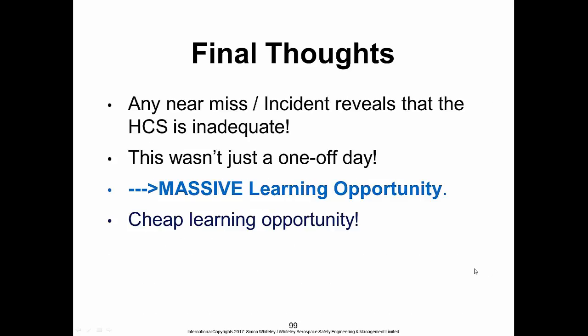Also, any near miss or incident reveals that the HCS was inadequate. So if you have a near miss or something like that, you know that the HCS is inadequate in some shape or form. So you can use it as a precursor to doing some more detailed investigation. It wasn't just a one-off day. This was an issue with the control structure. And incidents are a massive learning opportunity, as you've seen, and it's also a cheap learning opportunity.